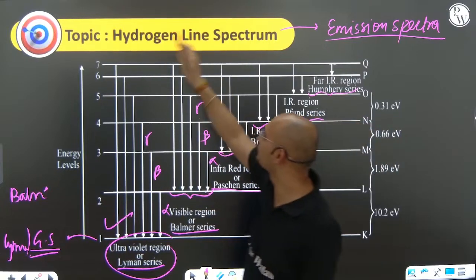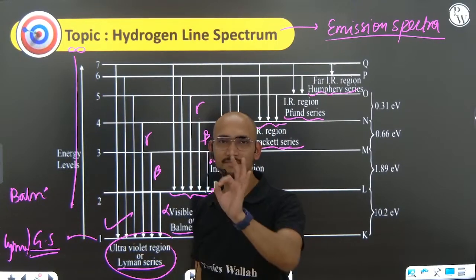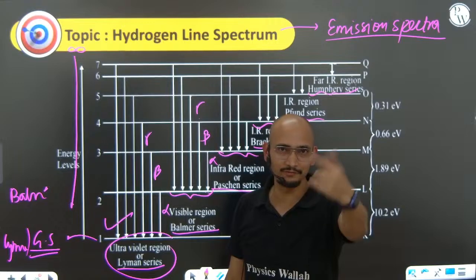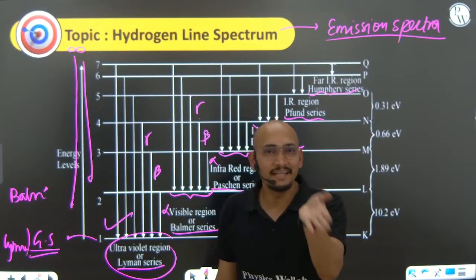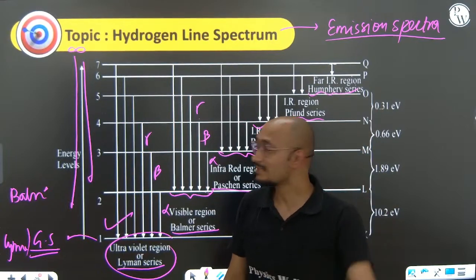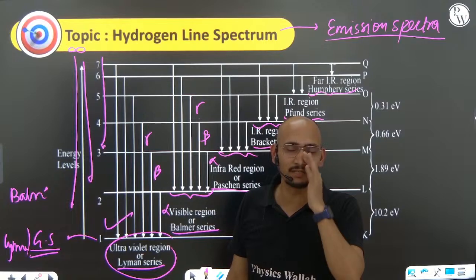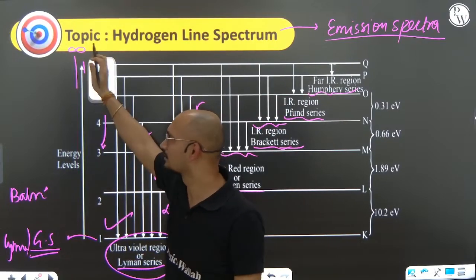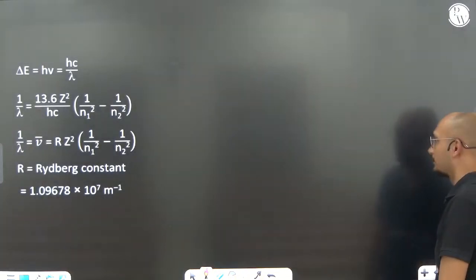And if it is coming from infinity, think about it. If it is coming from infinity to 1, it will be called the limiting line of the Lyman series. If it is coming from infinity to 2, it will be called the limiting line of the Balmer series. If it is coming from infinity to 3, it will be called the limiting line of the Paschen series. I hope you understand it. So on. Next, let's go to the next one.